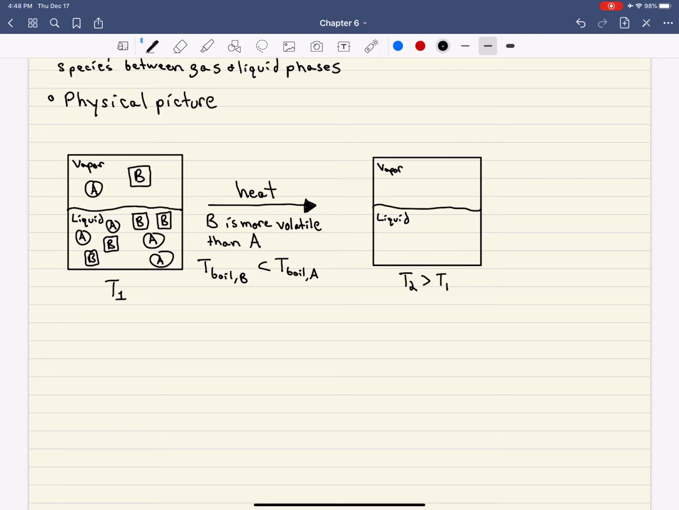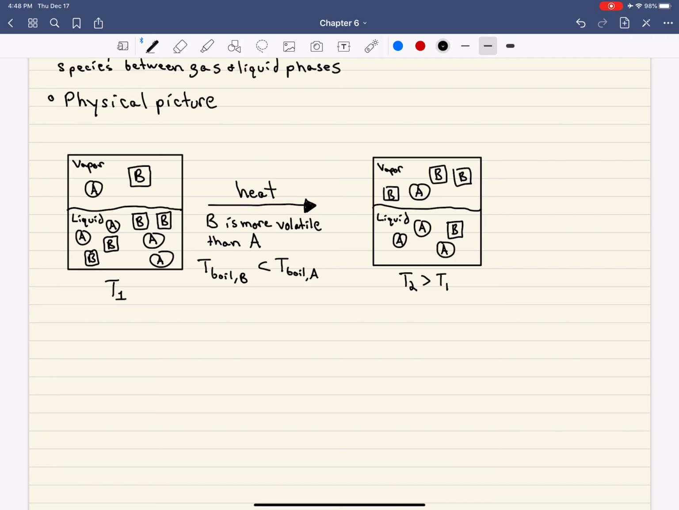And so we still have some A and B molecules in the liquid phase, but a lot of them are now going to the vapor phase. But we have to remember that I said the B molecule is more volatile than the A molecule. And so when we add heat to the system, it's much more likely that the B molecules are going to go into the vapor phase than the A molecules. All right? And so down here, we have more A molecules, okay?